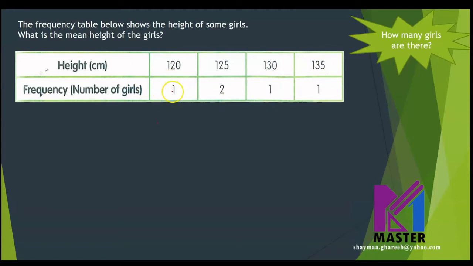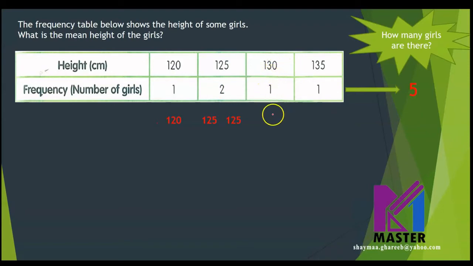This means one girl. This means two girls. This means one girl and this means one girl. So the total number of girls here is 5. So there are 5 girls, right? Which means there will be 5 values. So if I want to write the data in this table, it will be 120 only once. And how many 125? 2. So I will write the 125 twice because there are 2 girls, 125 centimeter.